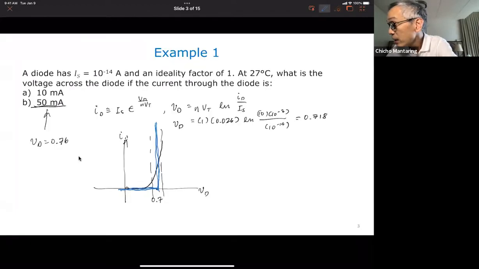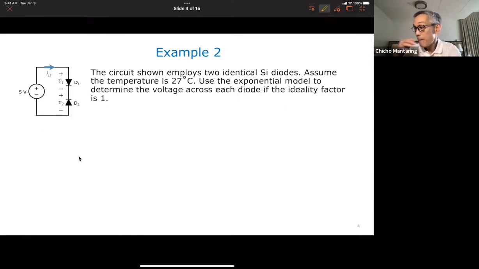Yung third approximation natin, if you recall the third approximation, it's something like this. Yun naman yung third approximation na may konting slope. Okay, are there any questions?